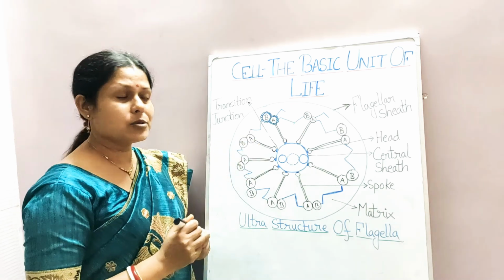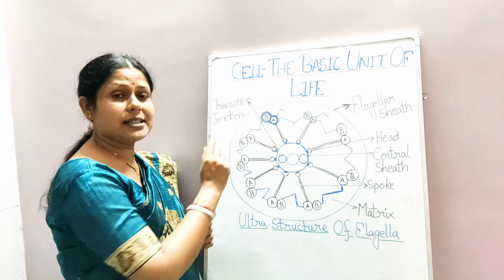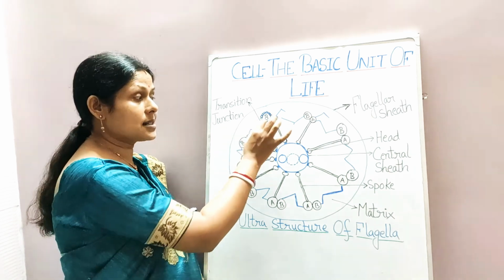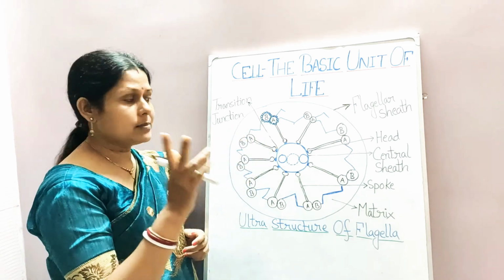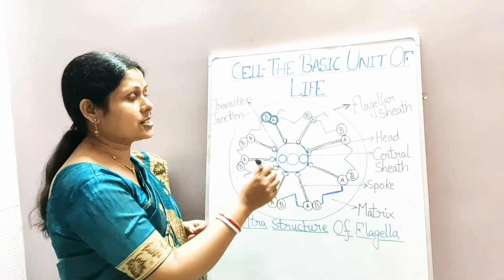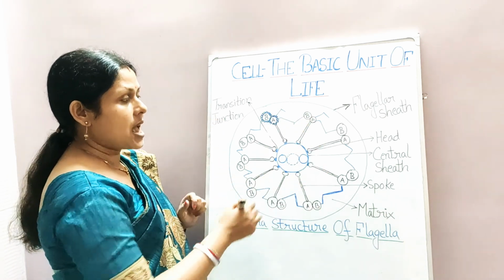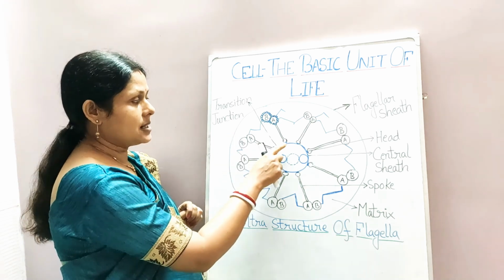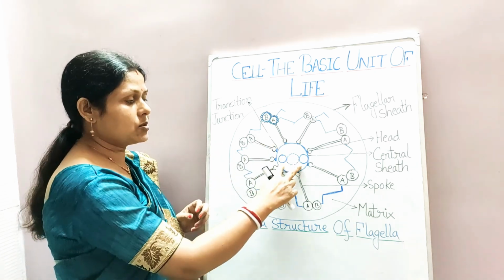The 9 peripheral proteins are in the form of doublets. We have indicated them as A and B. A is made up of 13 subunits, and B is made up of 10 subunits. A produces 2 arms, and one of the arms is attached to B, and that is how it is a united structure. From A again a spoke arises with a globular head, and there is a transition junction which is connected to the central sheath of the 2 subunits in the center.